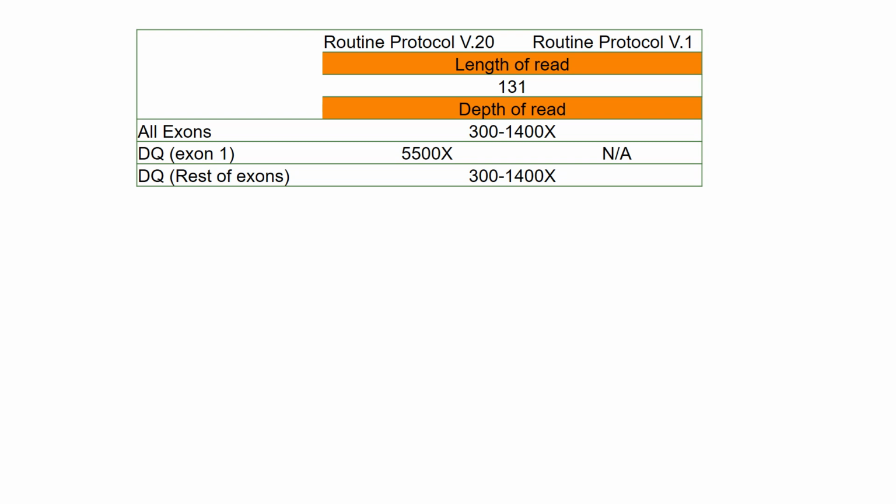the depth of reads. The average depth of reads were between 300 to 1400x. But we also noticed in DQ exon 1, the depth of reads were more than 5500x. However, the rest of the DQ exons were similar to the others, which is 300 to 1400x.